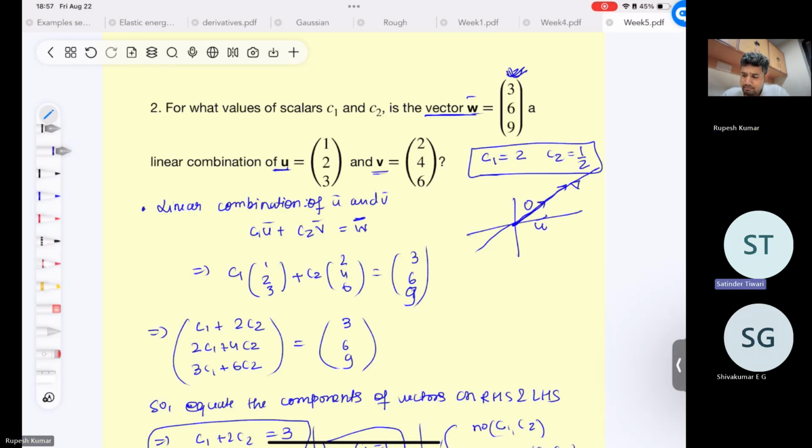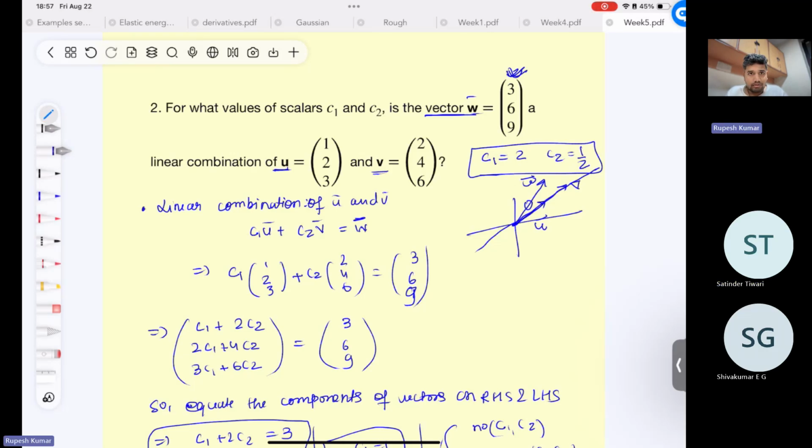Actually, I've asked that part. If W is 4, 6, 9, then this will be a vector something like this, right? Then you can't get any linear combination of U and V to get to W, right? That's the only thing we are discussing. So is this clear now?